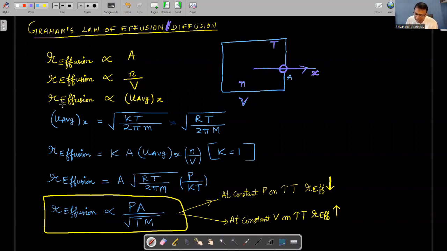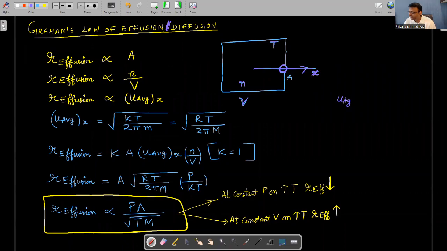And the third is that rate of effusion is directly proportional to the average speed of the gas particle in this direction, which I have taken as the X direction. So these are the three factors on which rate of effusion will depend. And if we write what is the average speed of a gas particle in a particular direction, when we are using the formula of average speed, it is in all directions.